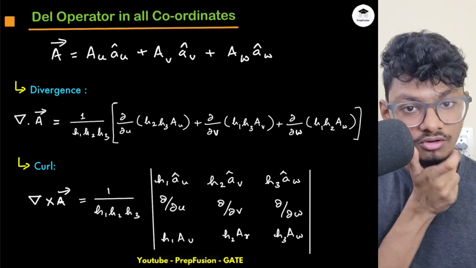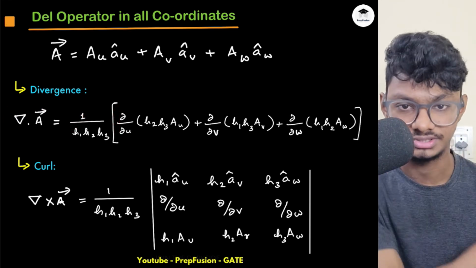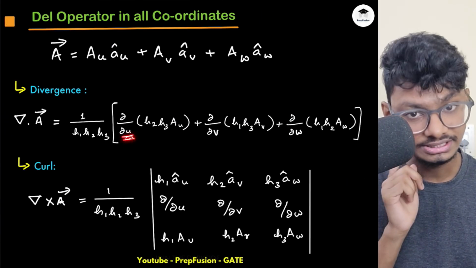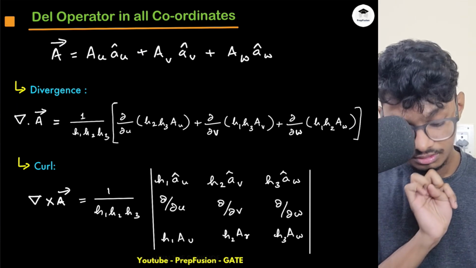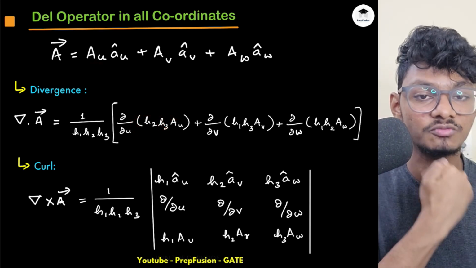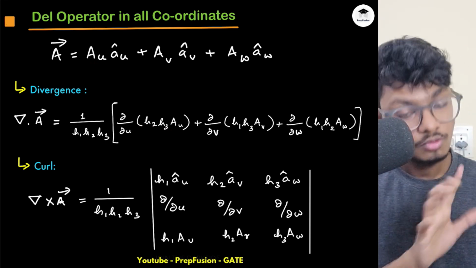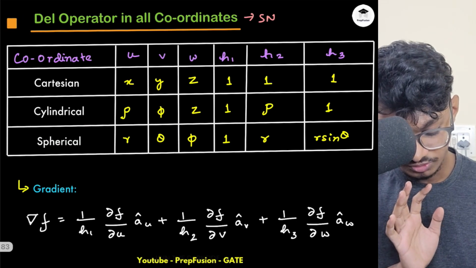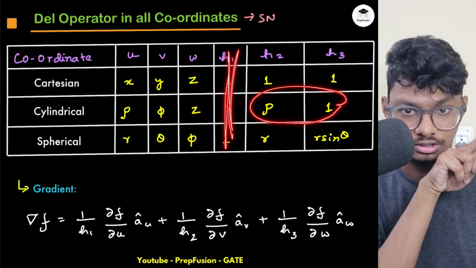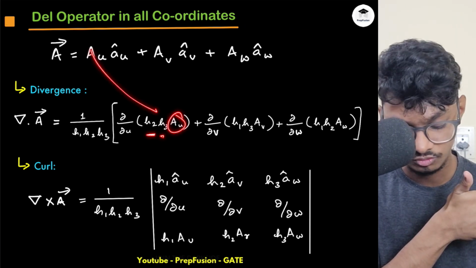Divergence of that particular vector will be, first of all, the coefficient 1 by H1, H2, H3. Next, I will partially differentiate with respect to this component, but H2, H3 will be multiplied. In case of Cartesian, these are 1, 1, so it doesn't affect. But in case of cylindrical, you have to hide the H1, hide the first column, and just multiply the second and third, rho and 1. Here H2, H3 are rho and 1, and AU will be here.